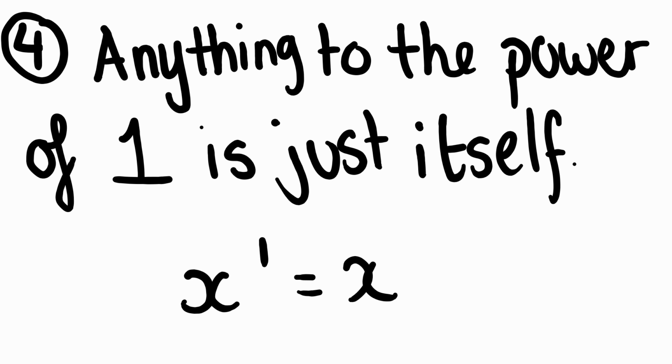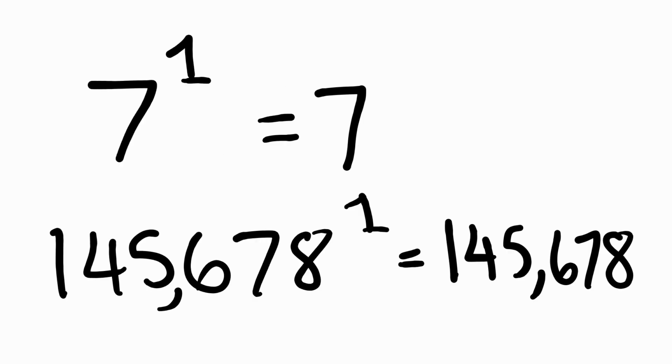The fourth rule is anything to the power of 1 is just itself. So x, where x is any number, to the power of 1 is equal to x. So for this example here, 7 to the power of 1 is equal to 7, and it can be any number here. So for this, we have 145,678 to the power of 1, which is equal to itself here.